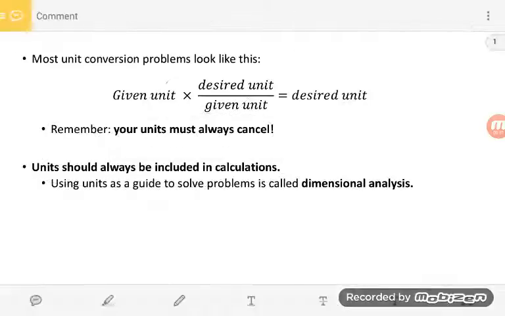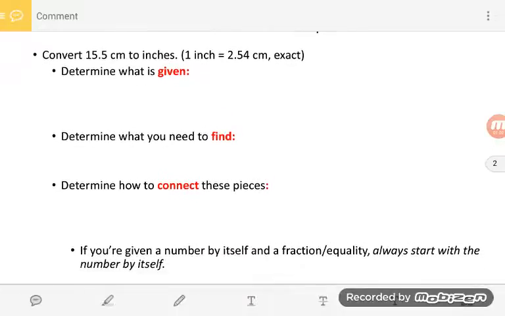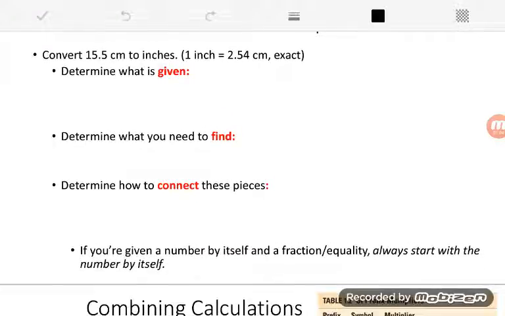So let's look at a really simple example. Let's convert 15.5 centimeters to inches. I always like to use this three-step approach: determine what's given, what you need to find, and then put these pieces together to get from your starting point to whatever you need to find.